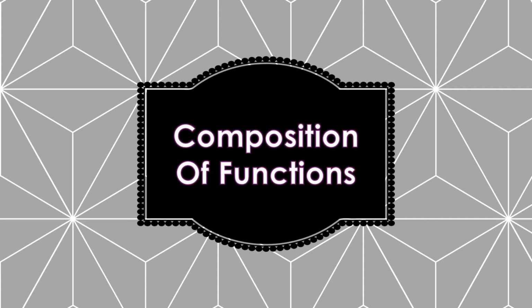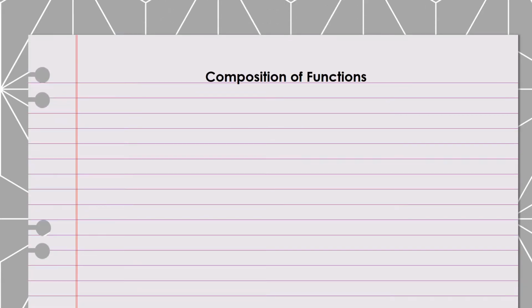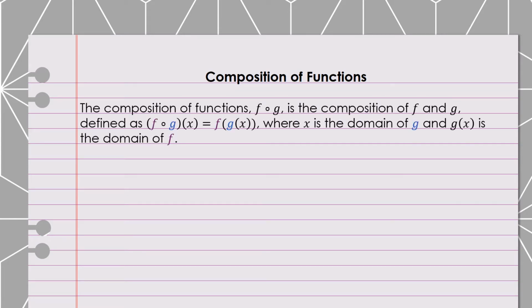This lesson is over composition of functions. The composition of functions f circle g is the composition of f and g, defined as f composed of g, which equals f of g of x, where x is in the domain of g and g of x is in the domain of f. This is a new notation that is f circle g of x.